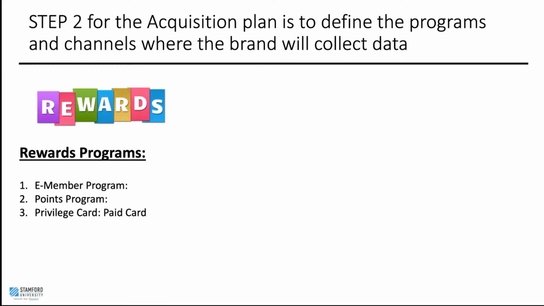All right. First category is really the most popular data collection program in the world, and that is a rewards program or loyalty program. This is defined as a program that provides rewards for customers who sign up and share their information. Right. The key thing is they share their information in exchange for the reward. This can come in the form of a simple e-member program or a more complex points program. And we'll explore a few examples in the next slides.